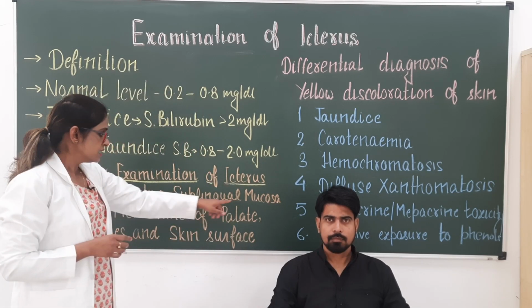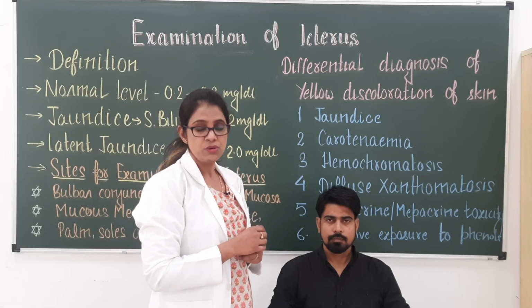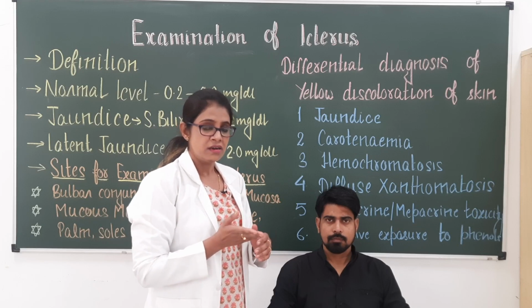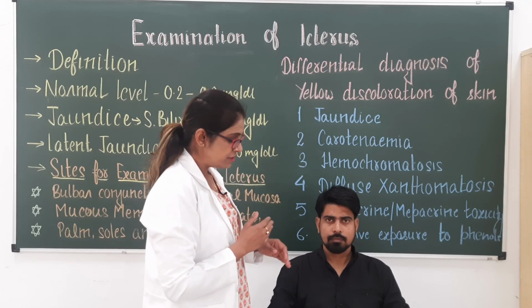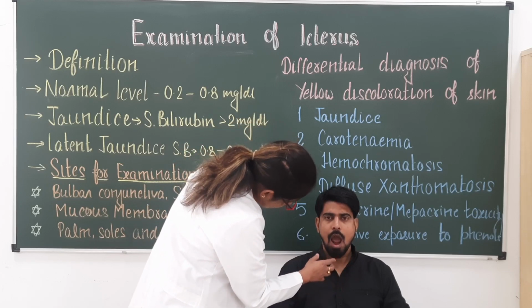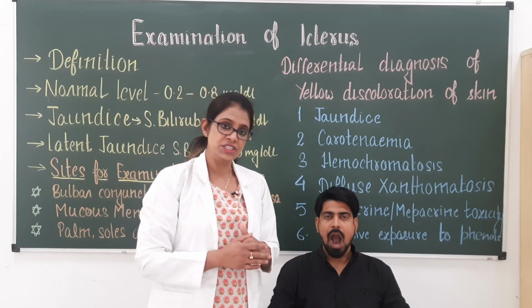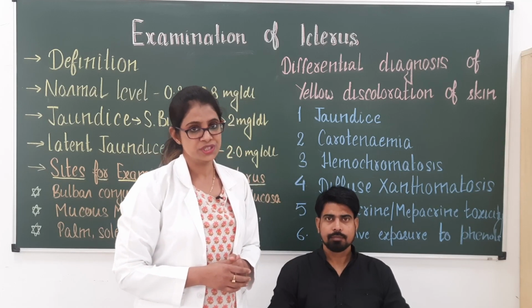The second site is the sublingual mucosa. For that we ask our subject to open his mouth and raise his tongue so that we can see the sublingual mucosa. There is no yellow discoloration in the sublingual mucosa.